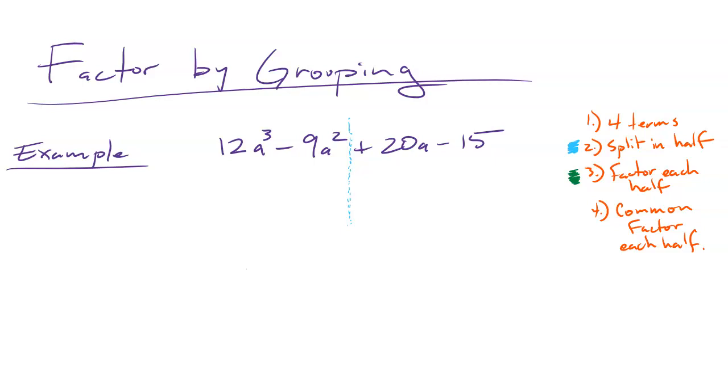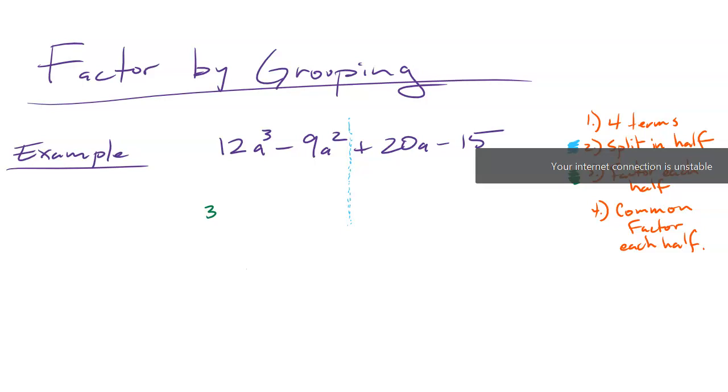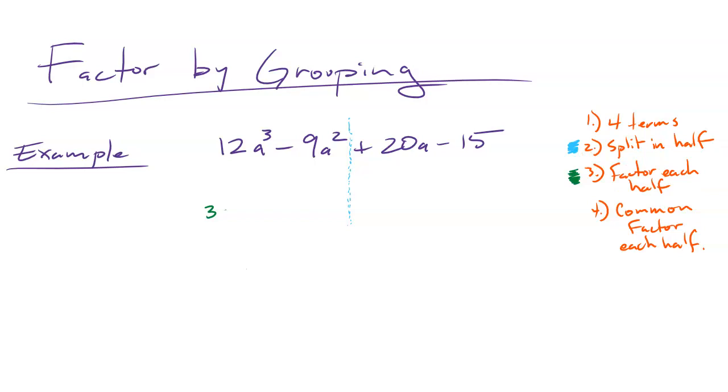Okay, so I'm looking at 12a cubed minus 9a squared. What's the greatest common factor? Like, what goes into both? What's the biggest number? We'll start with the numbers. 3, perfect. How about letter-wise? Close. There's going to be 2 of them. So since a cubed and a squared are like a and a, they both have 2 in common. So that's going to be my greatest common factor.